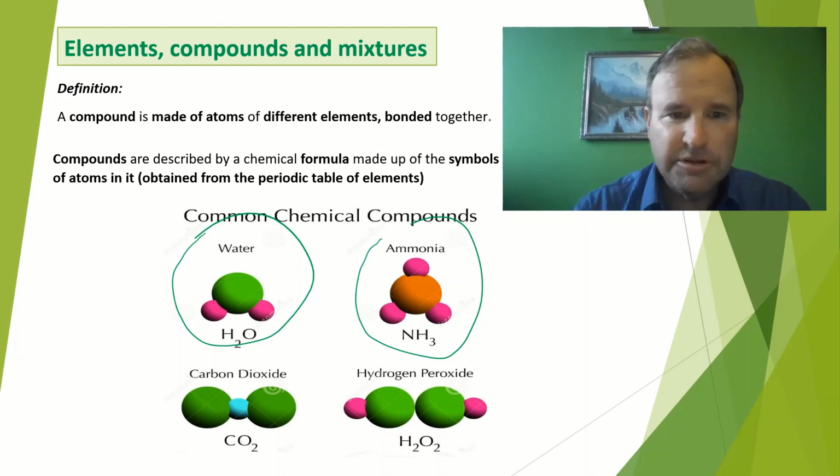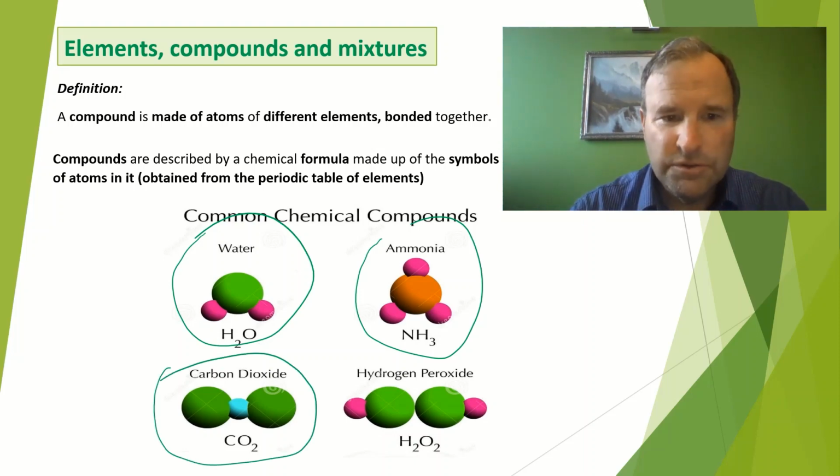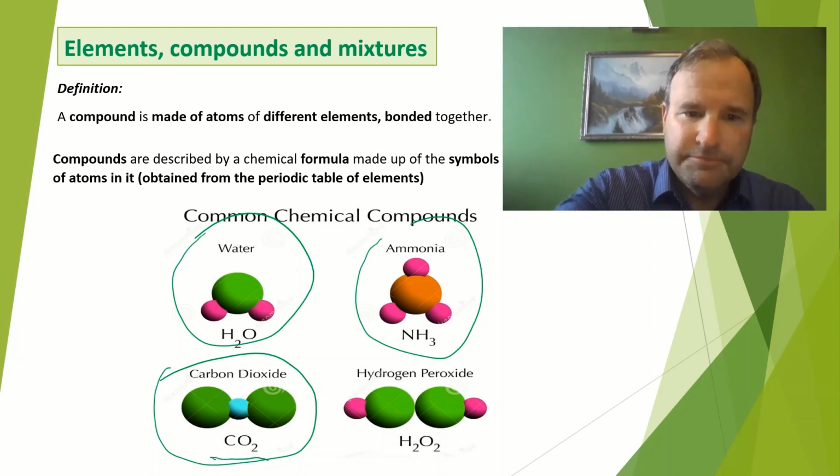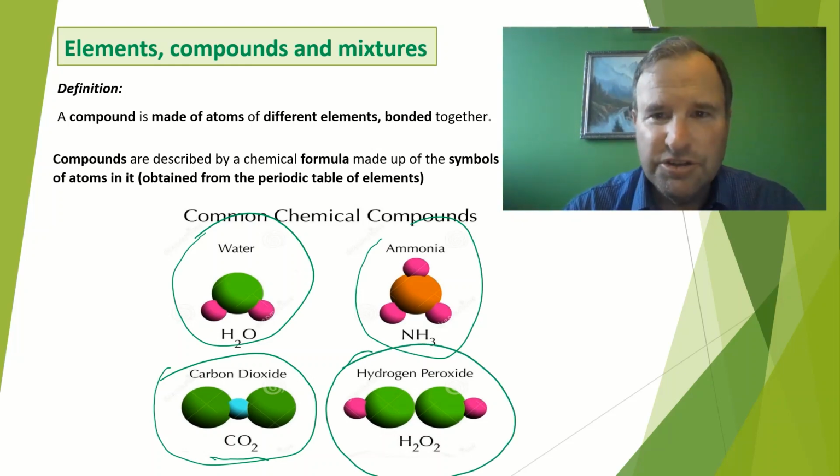You've got the carbon dioxide greenhouse gas here, CO2, made of 1 carbon and 2 oxygens as noted by the chemical formula. And then you've got what people like to colour their hair with, the active ingredient, hydrogen peroxide, H2O2. These are some examples of compounds.